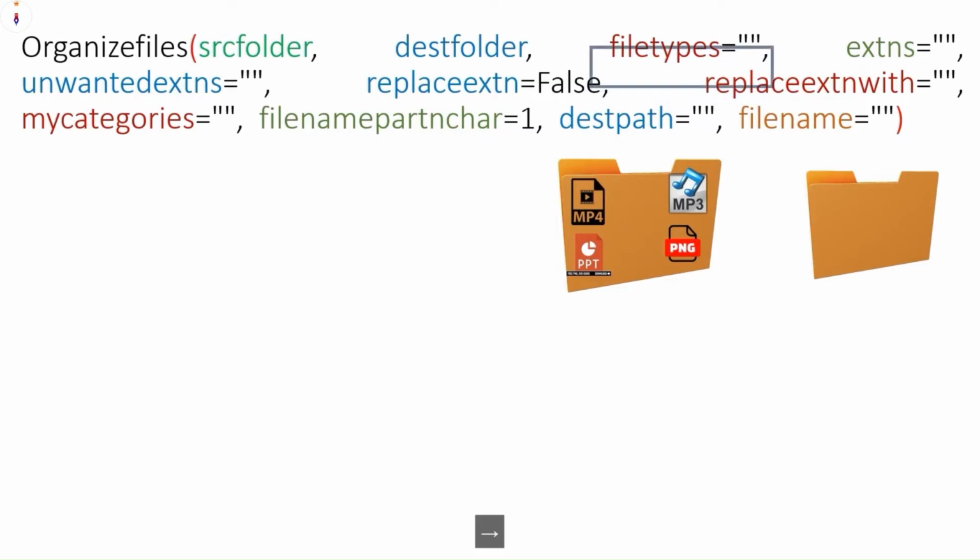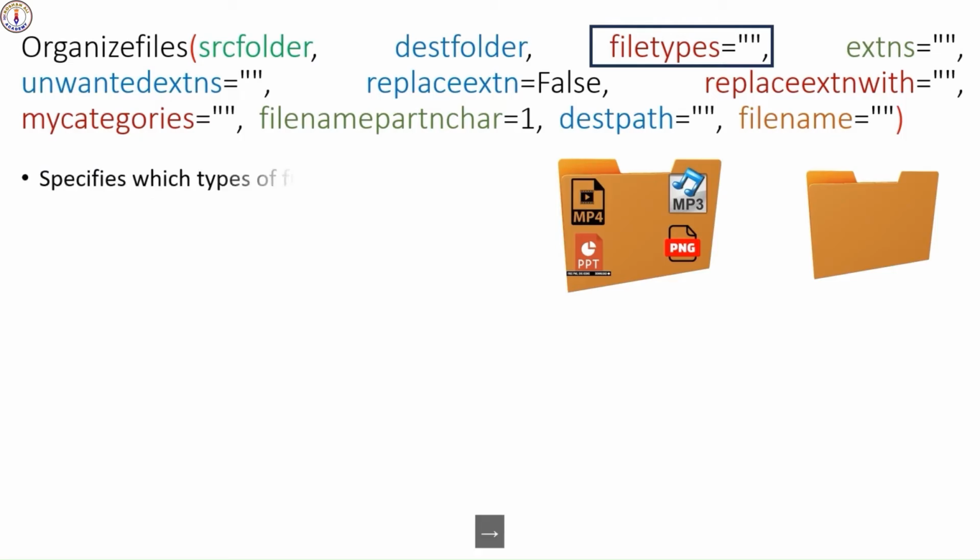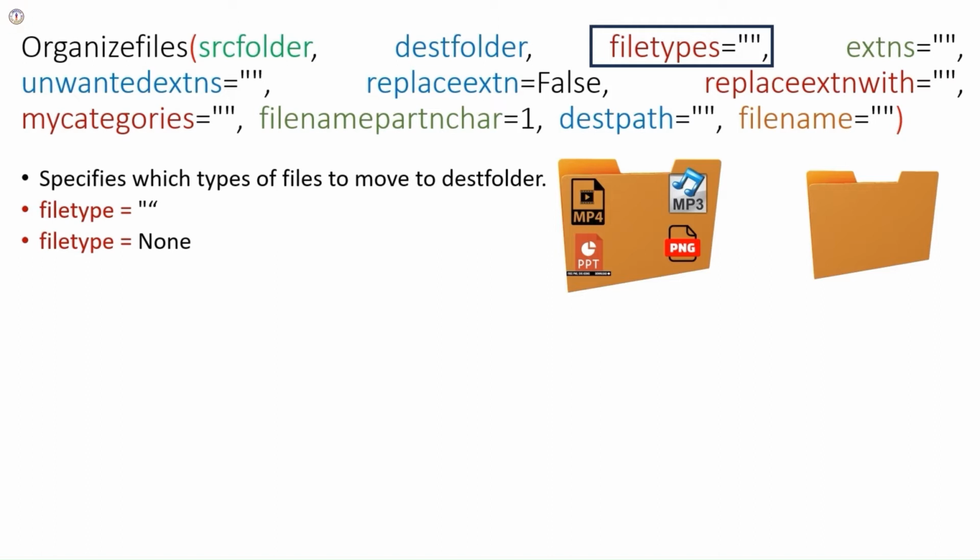Now let's come to this parameter called file types. The default value is an empty string. It specifies which type of files you want to move from the source folder to the destination folder. If its value is an empty string or none, no files will be moved, provided the next parameter, that is extns, also has a none value.